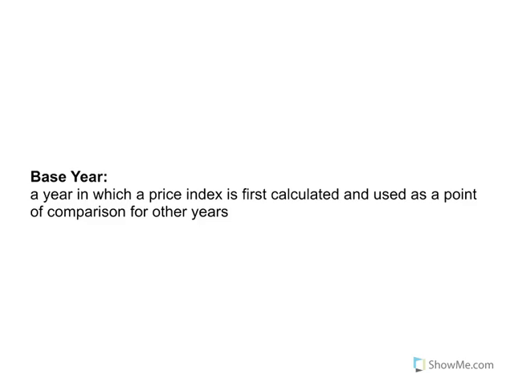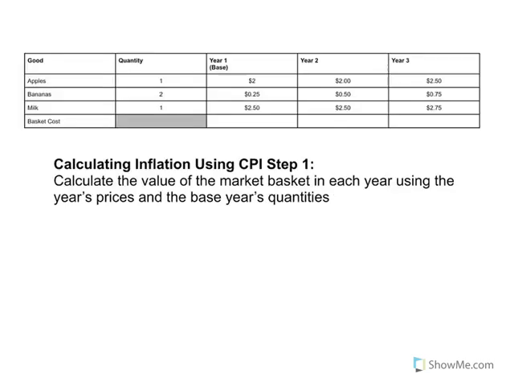Let's go ahead and start calculating CPI, because once we do that, we can find the percent change in CPI to get the inflation rate. There are three steps. The first one is we need to calculate the value of the market basket in each year using that year's prices and the base year's quantities.